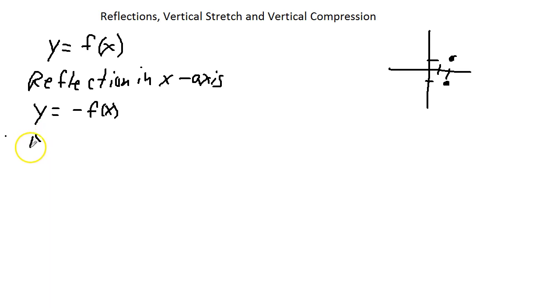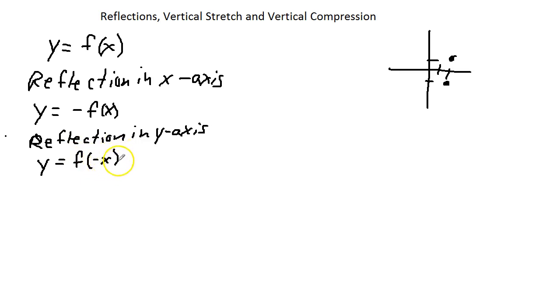a reflection in the y-axis. Well, that means we're going to have to change the sign of the x-coordinate. So how would you do that? It's f of negative x. It means change the x-coordinate.